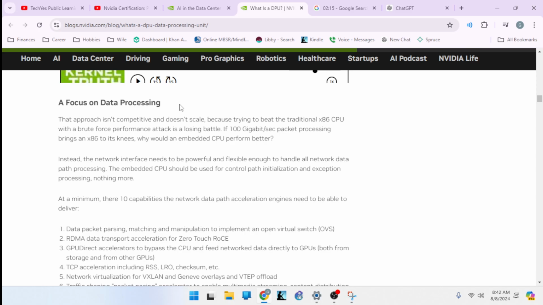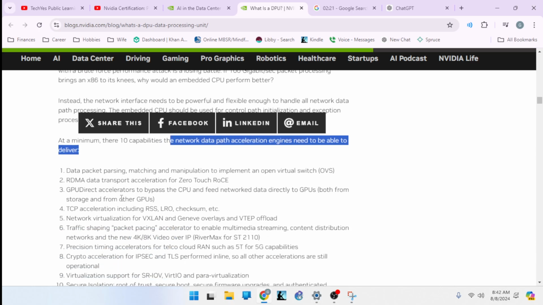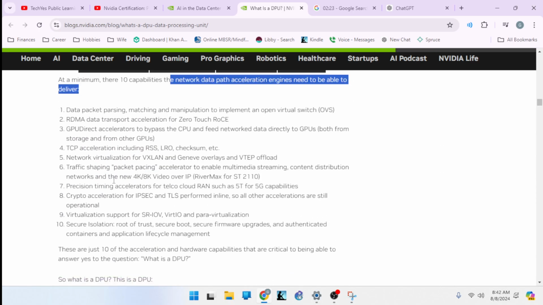At minimum, there are 10 capabilities in the network data path that the acceleration engines need to be able to deliver. And this probably will be on the test. Number 1, data packet parsing, matching, and manipulation to implement an Open Virtual Switch, OVS. Number 2, remote direct memory access, data transport acceleration for zero touch RoCE. I forget what RoCE stands for.